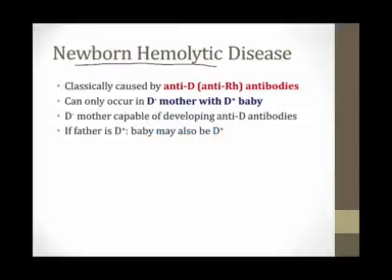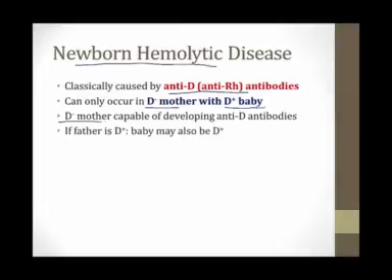Newborn hemolytic disease occurs when antibodies from the mother cross the placenta and attack the red blood cells of the baby. This is classically caused by anti-D or anti-Rh antibodies in the mother attacking the baby's red blood cells, although it is reported with other antigens other than the D antigen. This can only occur in terms of the D antigen if the mother is D negative and her baby is D positive because of genes inherited from the father.